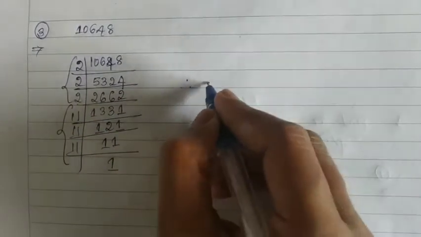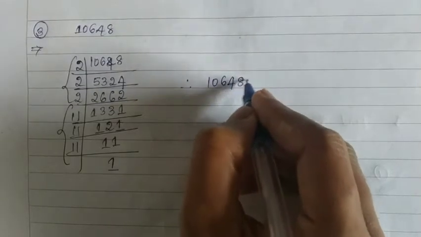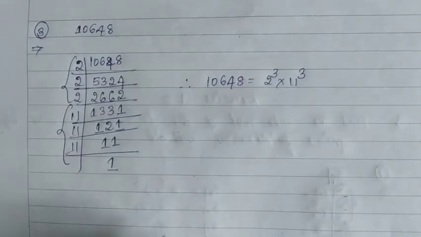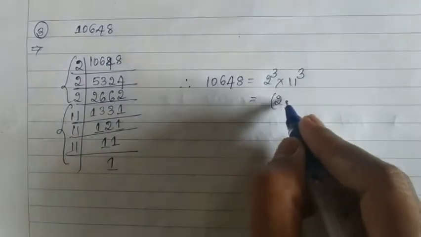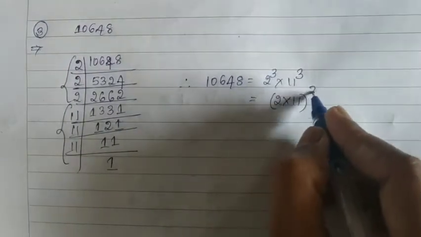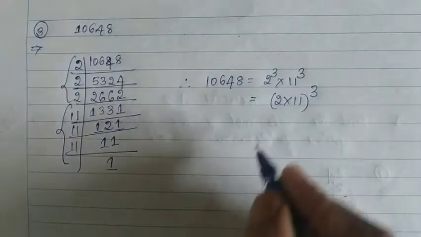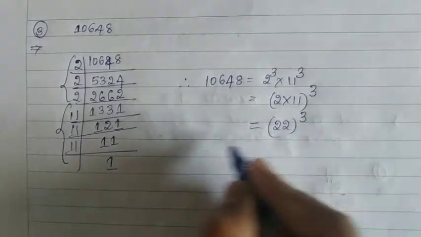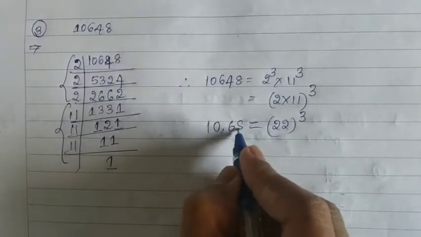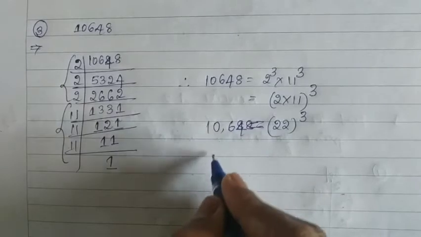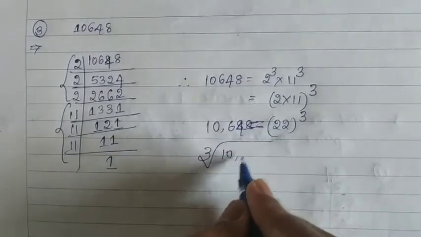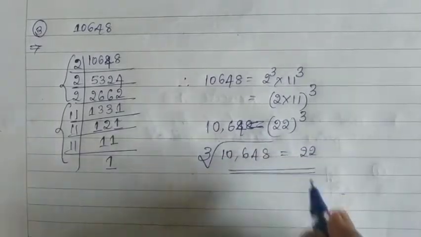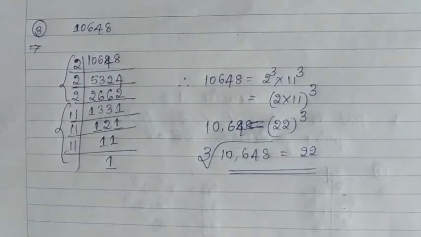Therefore 10,648 is equal to 2 to the power of cube into 11 to the power of cube. Now write 2 into 11 inside the bracket and put the common power. 2 11s are 22, whole to the power of 3. So the cube root of 10,648 is equal to 22.